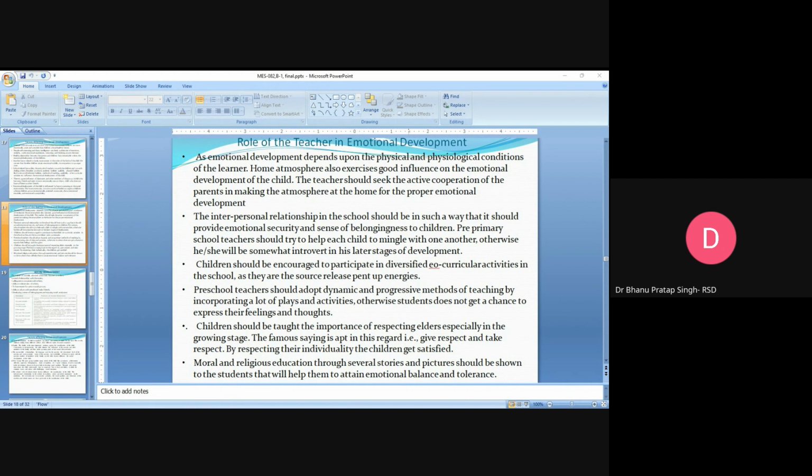The teacher should seek the active cooperation of the parents in making the atmosphere at home proper for their emotional development. So teachers are also important for the emotional development of the child. The interpersonal relationship of the child in the school should provide emotional security and a sense of belongingness to children.